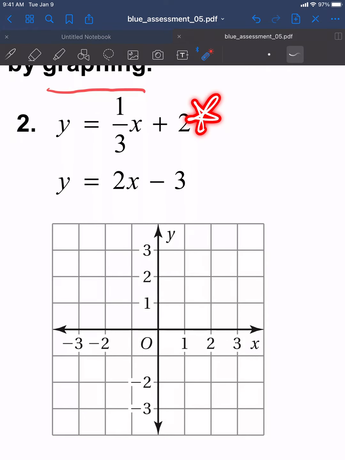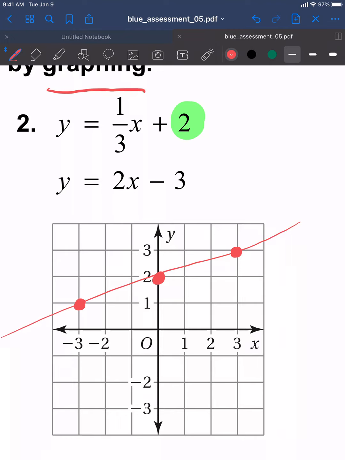Where would I start for graphing this first line? 2. Very good. 2 is the y-intercept. So let's go put a dot at 2. What is the slope? Up 1 over 3. So I go up 1, 1, 2, 3. Or I can go down 1, back 3. All right, I'm going to draw my line. Now, where do I start with my second equation? Very good. Now, does that mean I go down 3 on the y or I go back 3 on the x? Very good. Down 3 on the y.